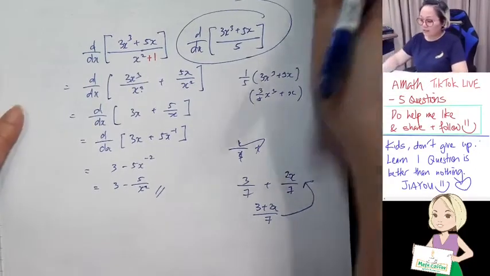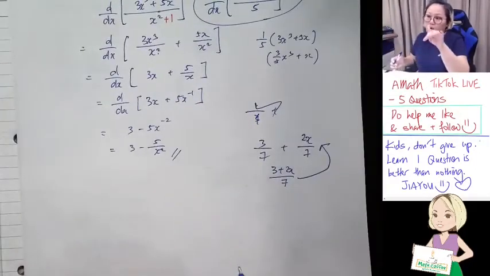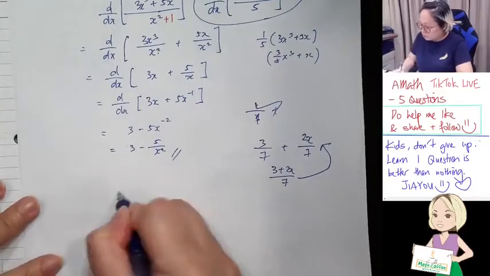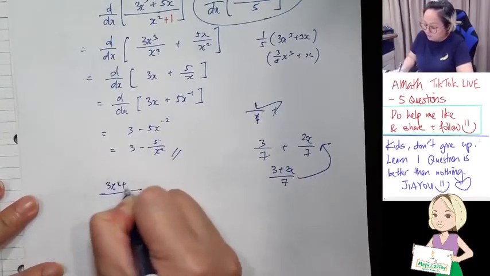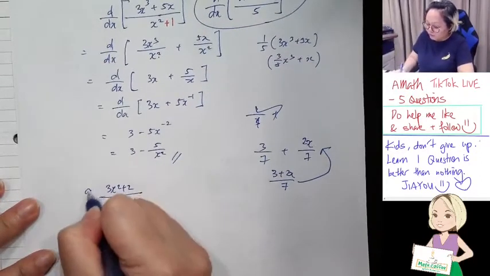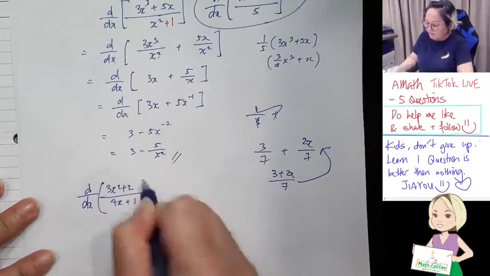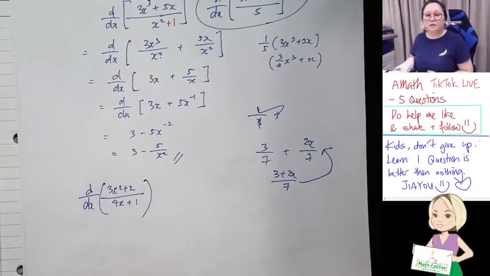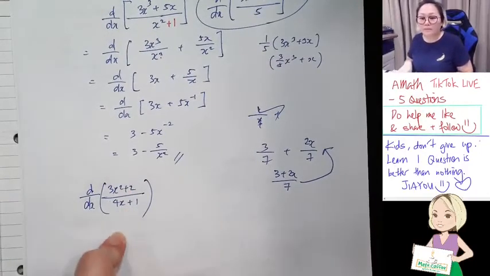Okay, so now next is about the quotient rule and the product rule. Okay, so let's say you have 3x squared plus 2, then bottom is, let's say, 4x plus 1. You want to differentiate this one.